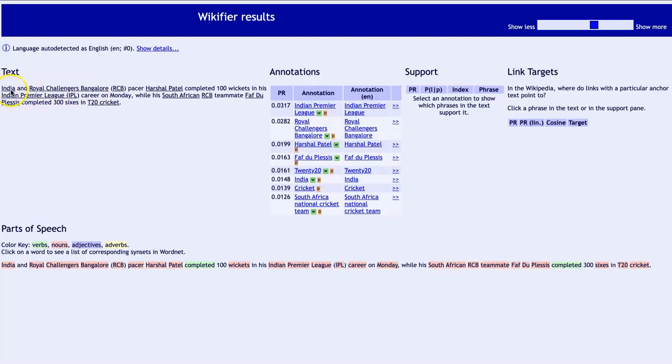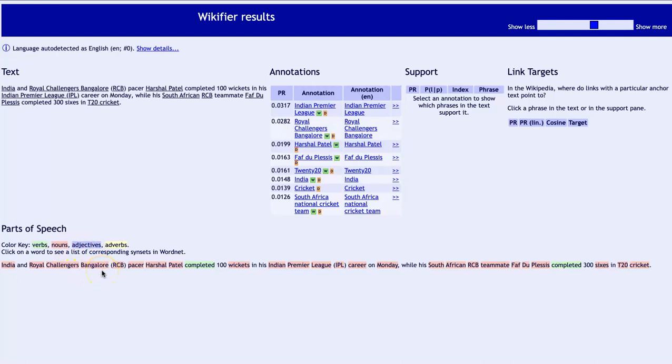You can see all these things are underlined: India, Royal Challengers Bangalore, Harshal Patel, Indian Premier League, South Africa, RCB, Faf du Plessis, T20. They have identified all these, and you can also get their part of speech. With the color codes, the verbs are green, nouns are orange or saffron, adjectives are purple, and adverbs have another color. According to that, they have colored those entities.